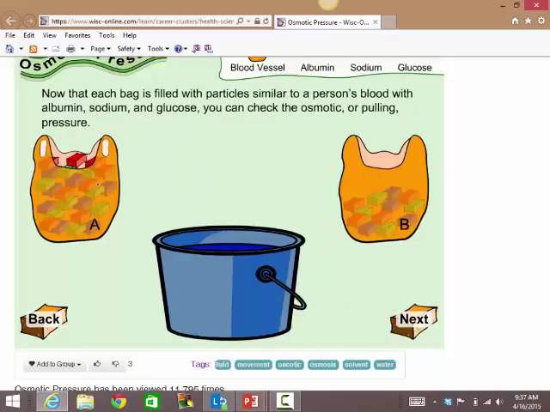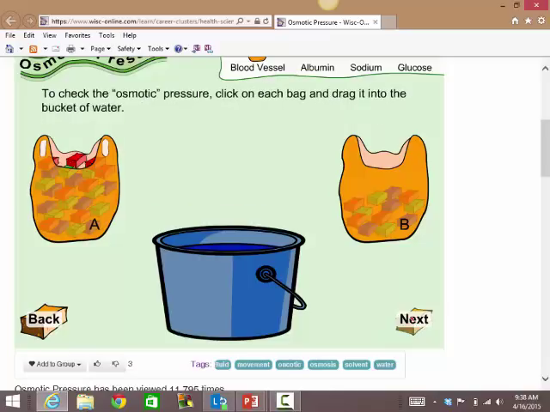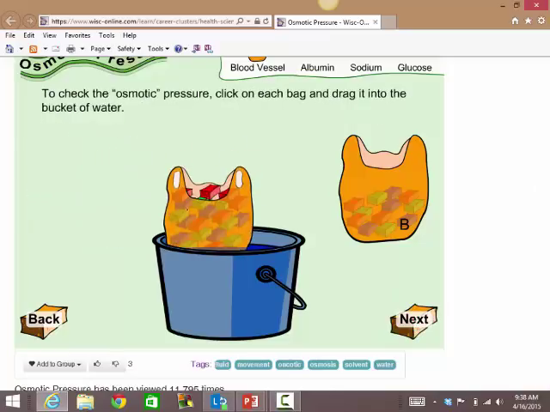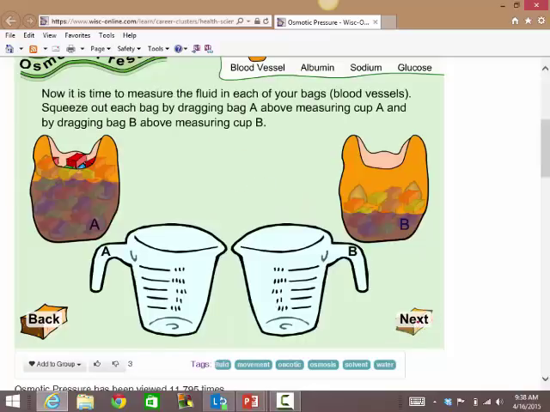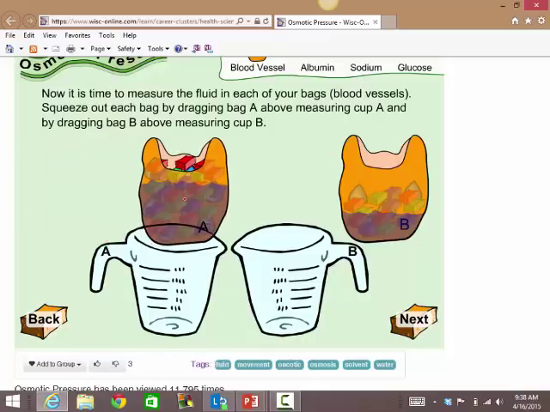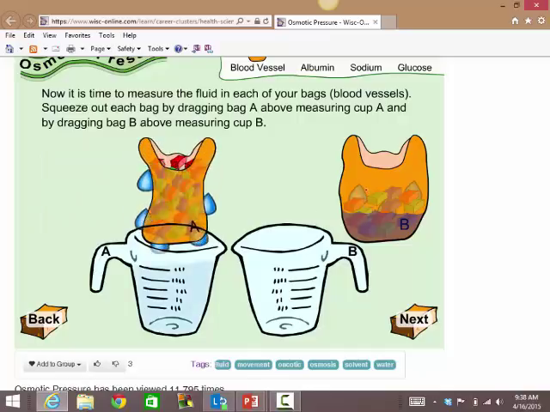Now each is filled with particles which are very similar to what happens in someone's blood. So let's look at the pulling pressure now. And we drag it to the bucket of water. And now we measure how much water each pulled in.